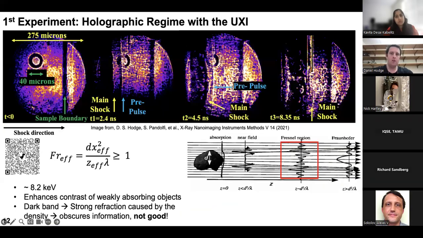And so that brings us to the first experiment, right? In this Fresnel regime, where it's greater than or equal to 1. So we're in this regime here. Here's our static sample, a 40 micron diameter void. Here's the sample boundary and the remainder of the X-rays. There's no sample. Here we have a main shock and a pre-pulse. Pre-pulse was an issue.